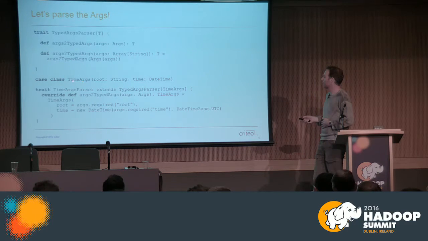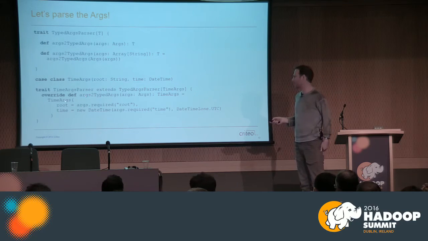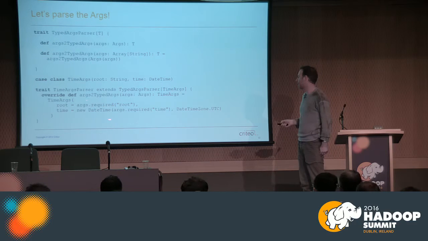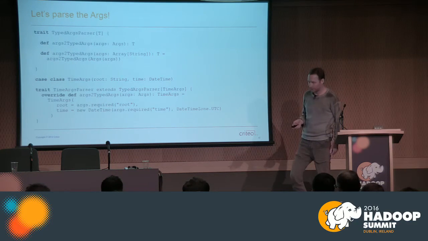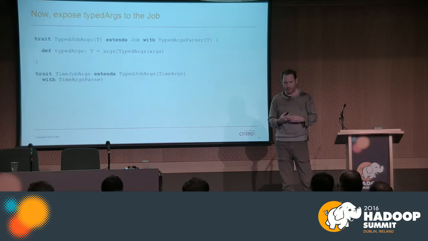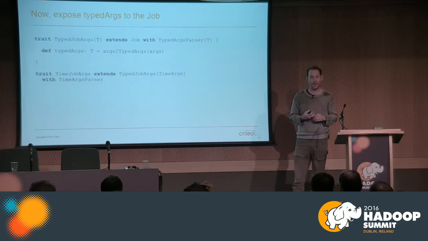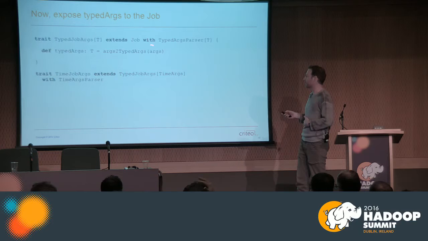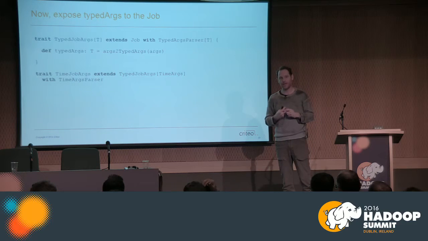So here, in this case, we're going to have time Args as our type. You can see that here, and we've just implemented it. All we're doing is taking the Args object, which is, again, Scalding's Args object, and we are taking the stringly typed API and turning it into a strongly typed time Args object. So now we get to expose that as a typed Args value inside our job class. And that's just this trait, sorry. We just create this trait time job args, which is the thing that I introduced way back at the beginning.